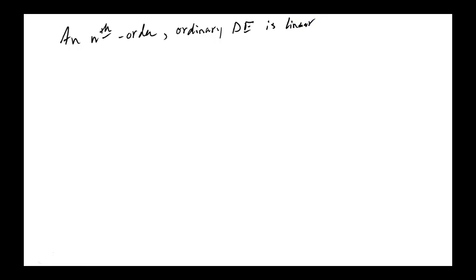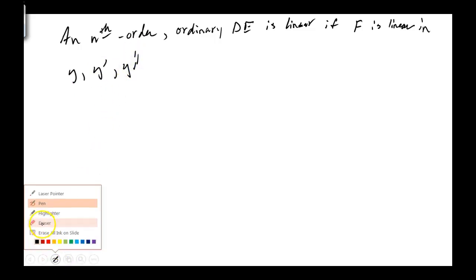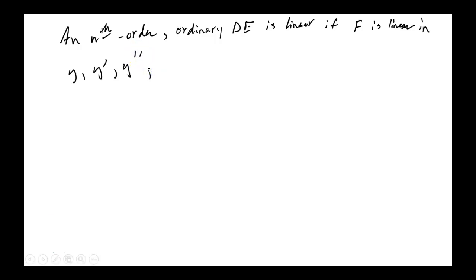if the F, now this is your capital F there, but you write everything on one side, 0 on the other side. If that capital F is linear in every rendition of y, in y prime, in y double prime. I'm sorry, I didn't write that very well. And we'll keep trucking until we get up to y, the nth derivative of y. Okay, now what does that mean? That means every rendition of y, whether it's y or some derivative of y, none of them can be raised to any power except the first power.